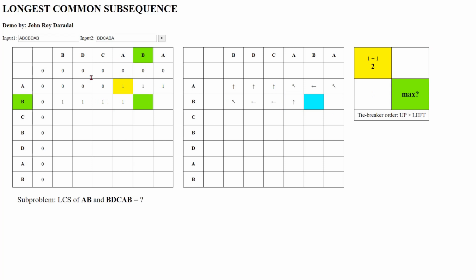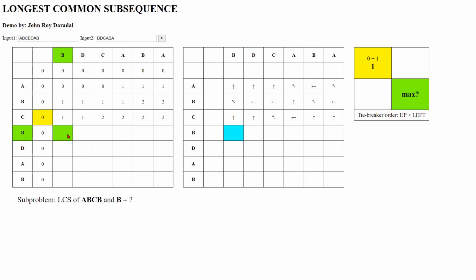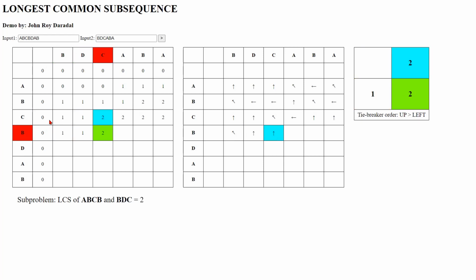If it's the same B, so 1 plus 1 is 2 diagonal. Here, the max is 2, right? So we're not adding anything. Here, the max is 1. Max of 1 up. Same, so 1 plus 1, 2. Different, so max 2. Here, max 2. Max 2. The same again, so 0 plus 1 is 1. And this will just continue, okay, doing the same pattern.